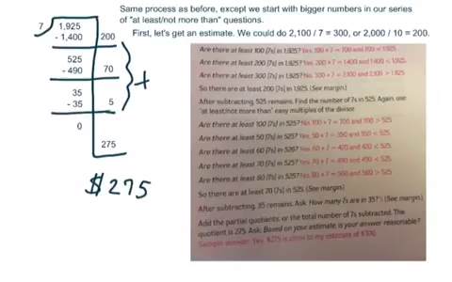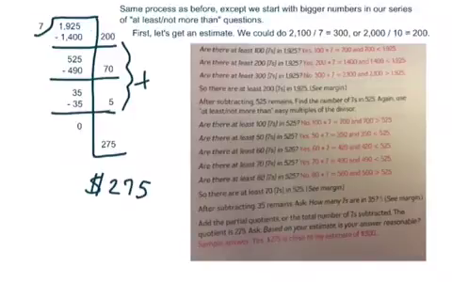So let's try another problem, a bigger one. A 4-digit dividend that we're going to divide by 7. So 1,925 divided by 7. We will follow the same process as before, except we're going to start with bigger numbers in our series of at least, but not more than questions. Of course, the first step will be an estimate, so we'll know if we get something crazy.